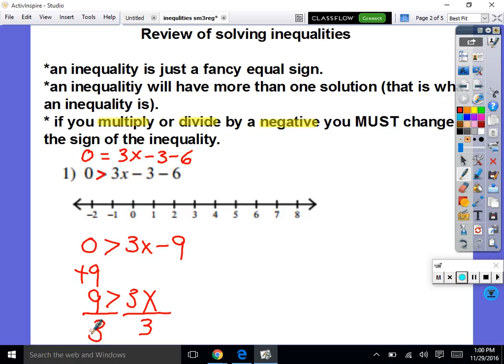So we have, let's write it in the correct order. 3 is greater than x. Isn't that true? 3 is greater than x. So let's reorder it in the correct order. X is less than 3. Isn't 3 greater than x the same thing as x less than 3? Yes, right? Because it's still eating 3? Okay. So now we'll graph it on a number line.